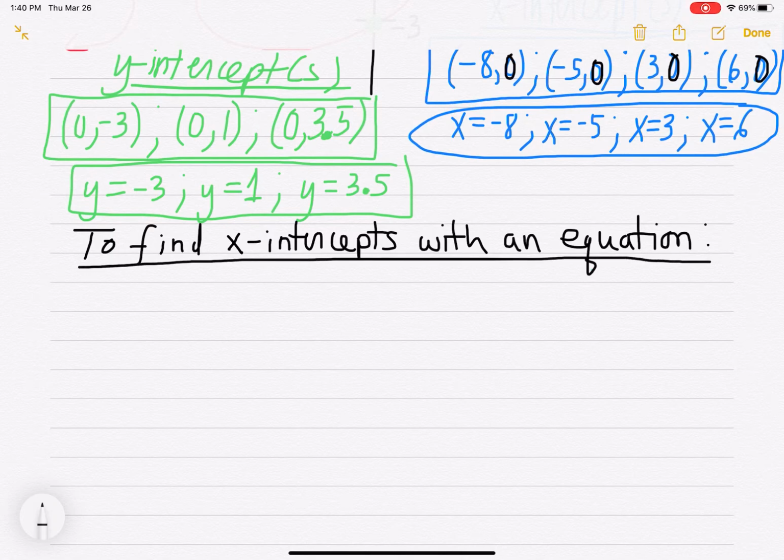So remember, when we had x-intercepts, our y value was 0. So you set y equal to 0 and solve for x.